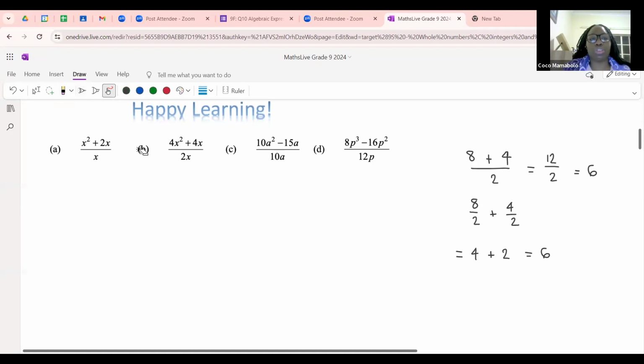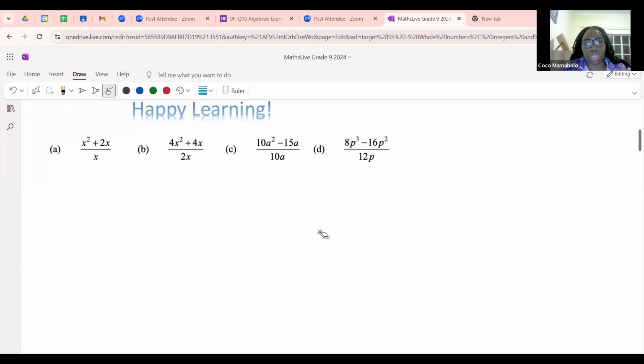So what we can do in these questions that I've got on the screen, A, B, C, and D, is instead of trying to solve it all together, we can give each of them their own denominator. So if we try A, I've got x squared plus 2x over x. So I can split this into x squared over x plus 2x over x. And then we can just look at them individually, right?